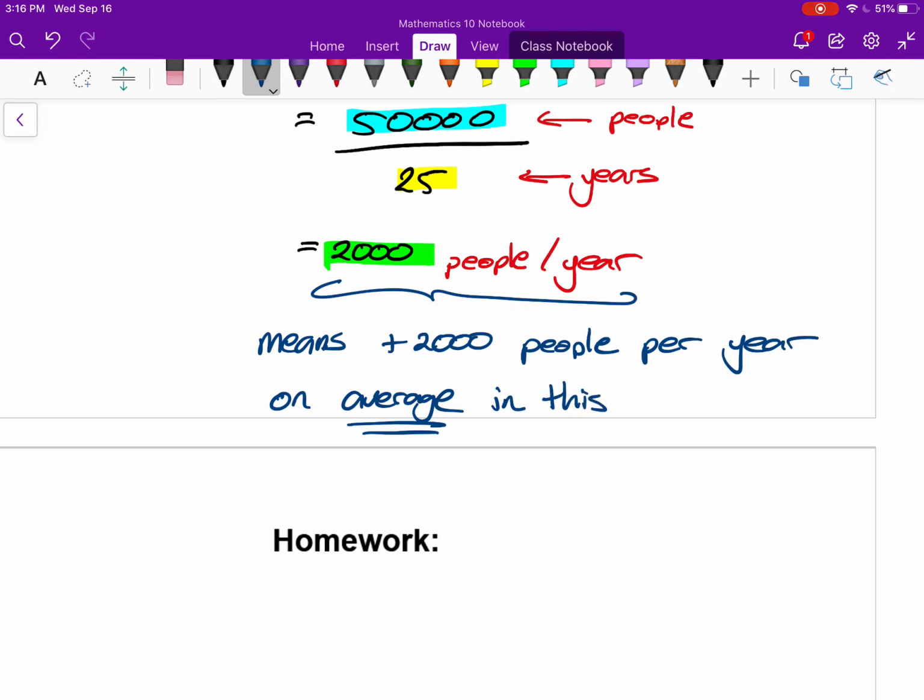The key words are units, people per year, and it's an average. We're not saying exactly 2,000 more people are being added to the neighborhood every year, but on average, that's what that number is representing. And every time we look at slope of data, that number always represents some sort of average change, in this case, number of people.